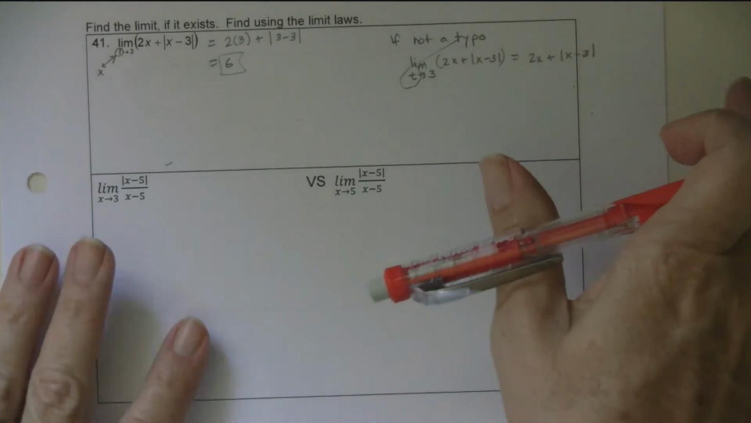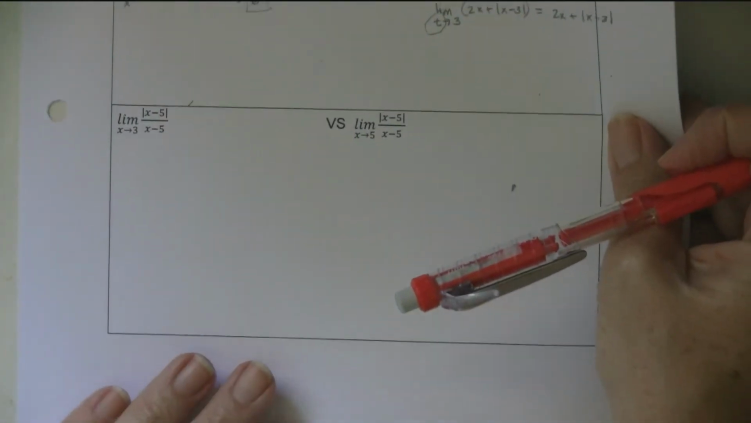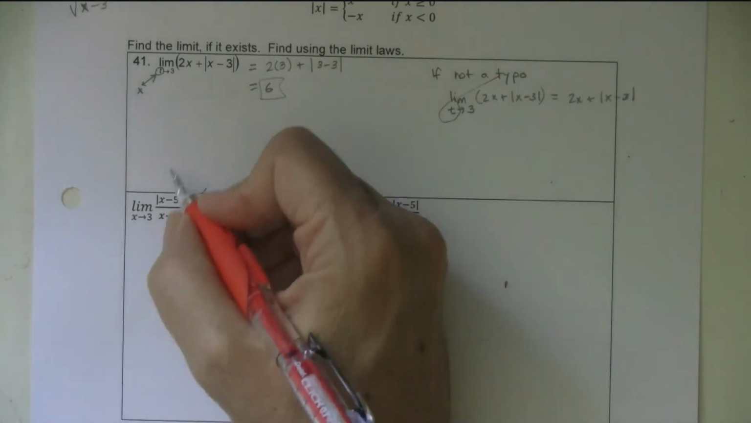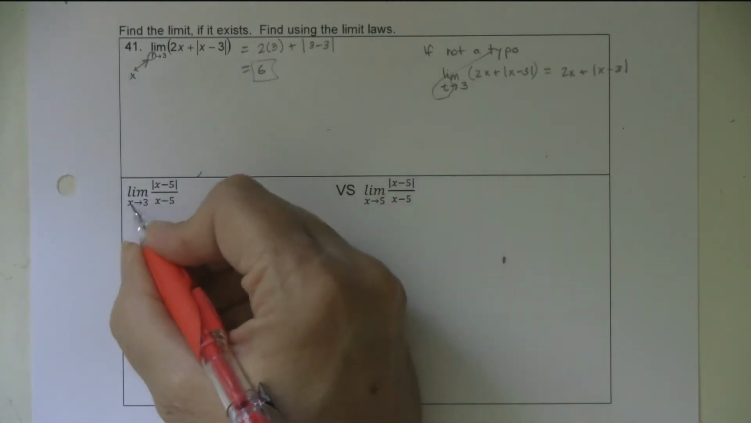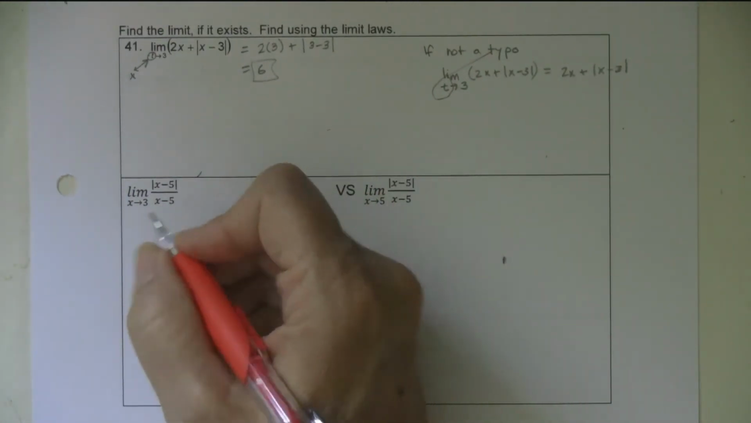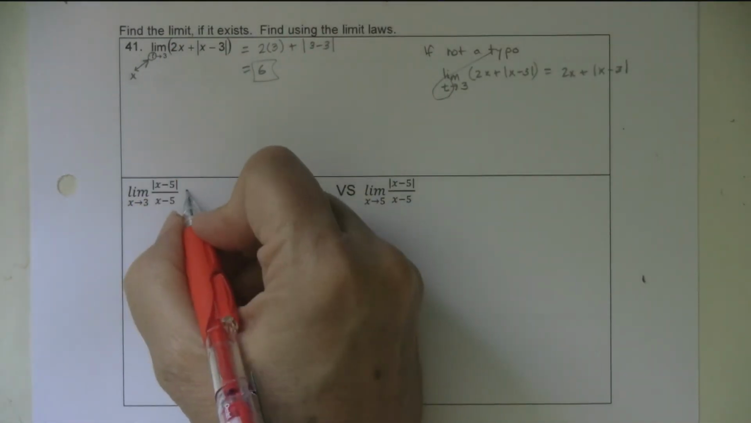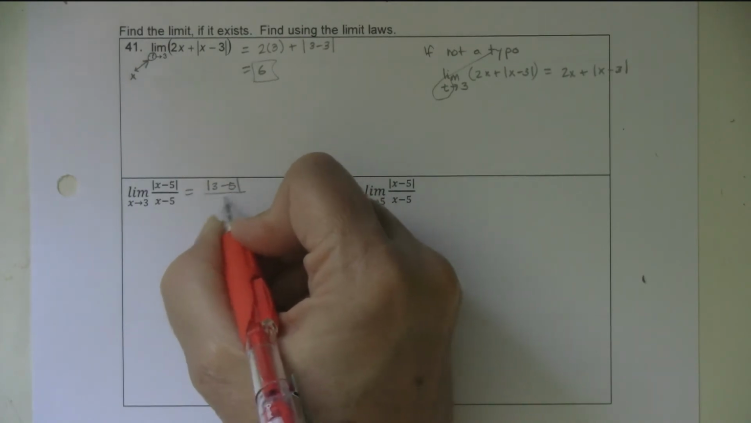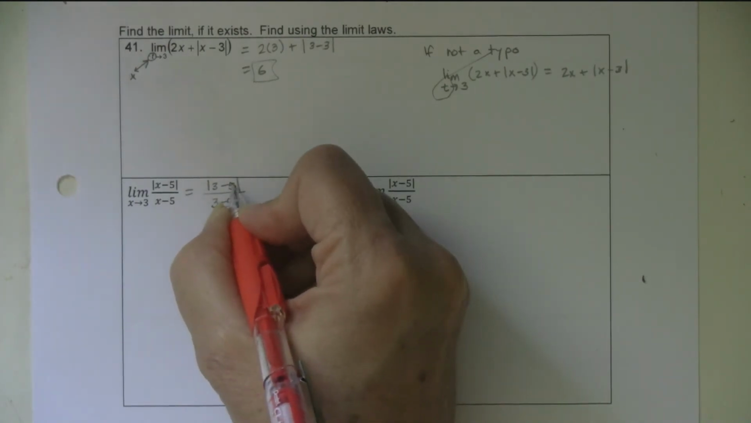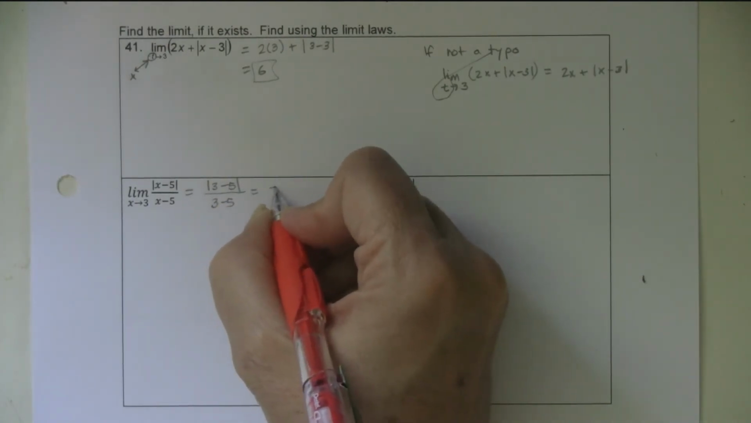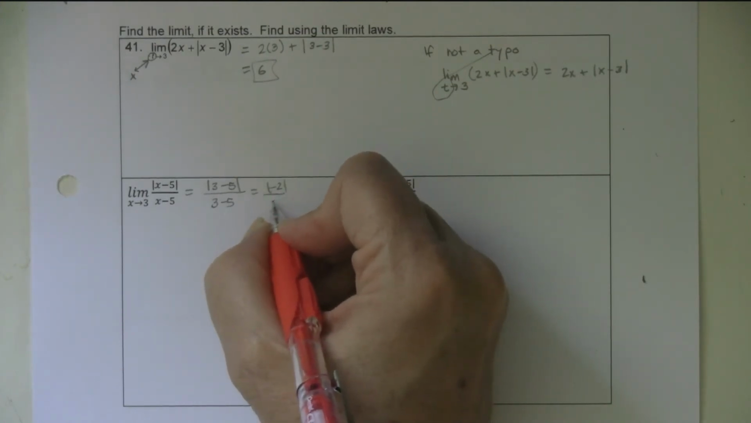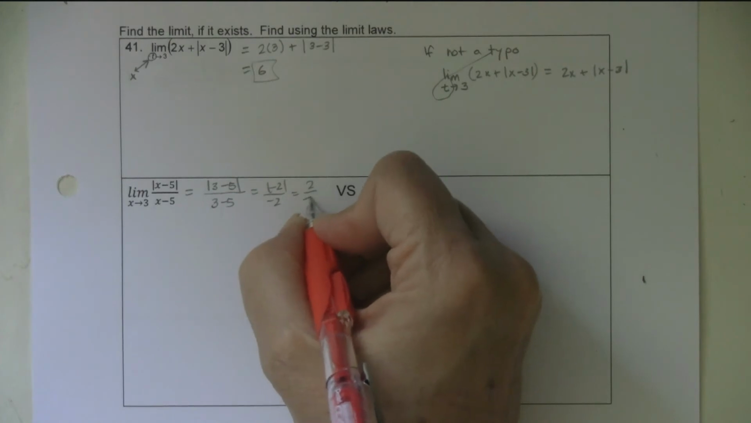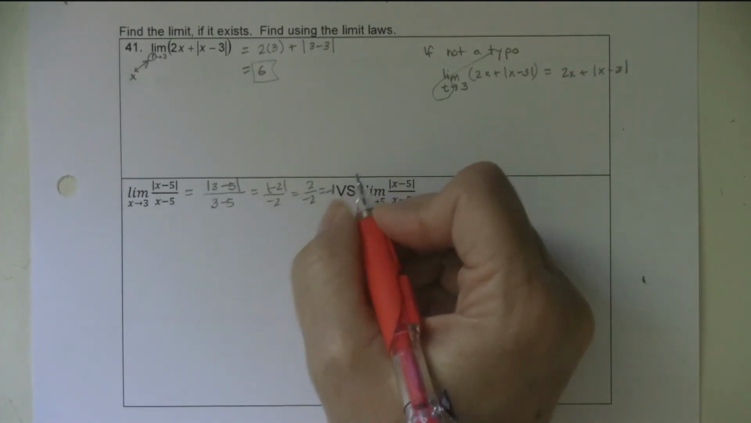Okay. But this one's the same as that one, even though this is a fraction, because when I'm getting near 3, there's no problem, right? The denominator is okay and the numerator is okay. So this is 3 minus 5 when I substitute, and this is 3 minus 5. This is an absolute value, so this is the absolute value of negative 2 over negative 2, which is 2 over negative 2, so this is equal to negative 1.